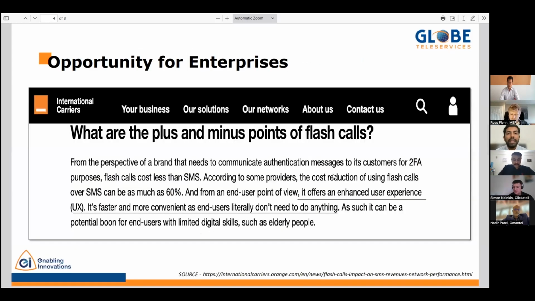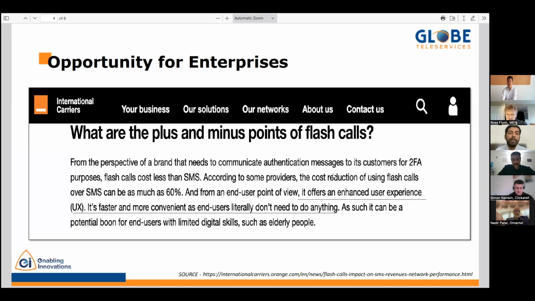So why is flash call authentication becoming very popular? One of the primary reasons is shown in the underlying portion, which has been taken from the Orange International Carrier website. We also have Kandara from Orange on the panel today, so he can talk more about it. But what are flash calls' pluses and minuses? In the underlying portion, we talk about how, through a flash call, an enterprise and the end user both have an enhanced user experience.